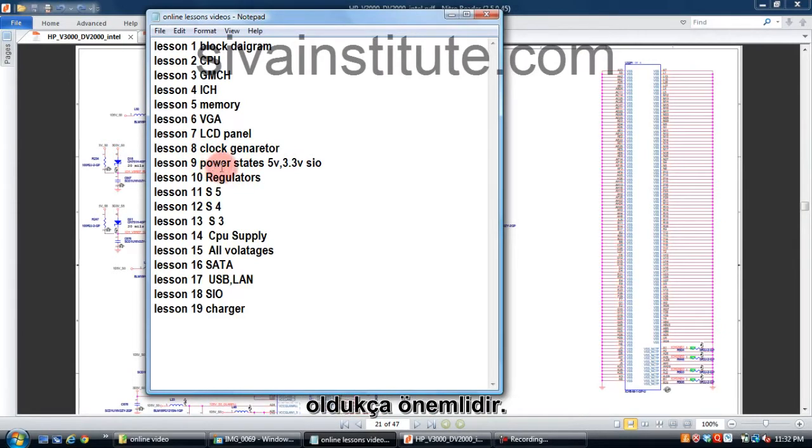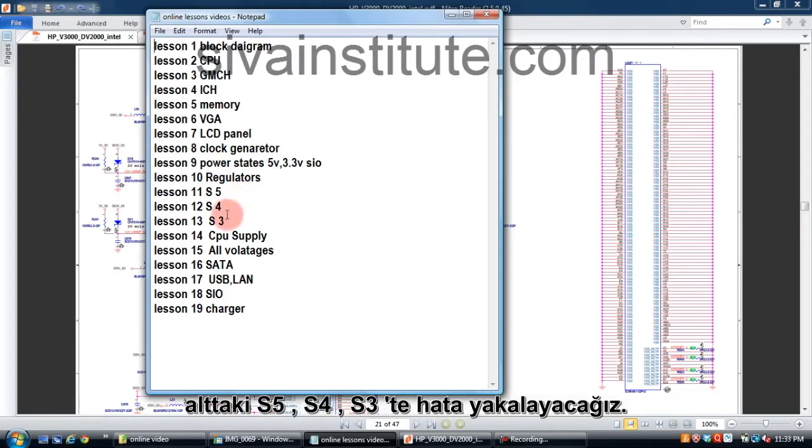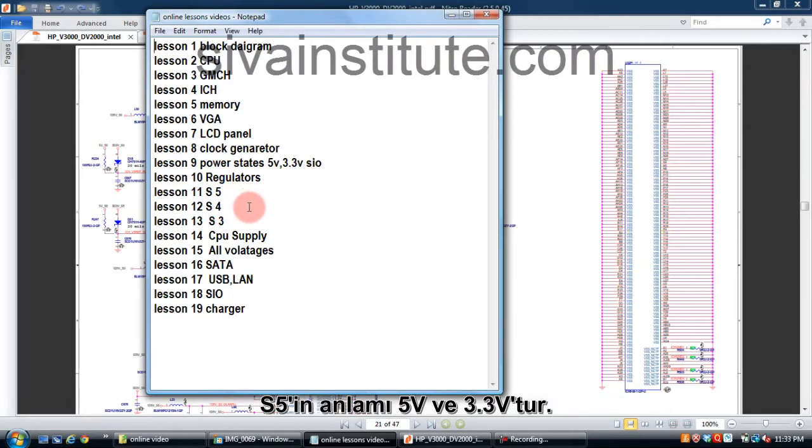Power states, this is very important, from here to this is the practical way. I will explain in power states, that means S5, S4, S3, just like this one. That means S5, first 5 volts and 3.3 volts.